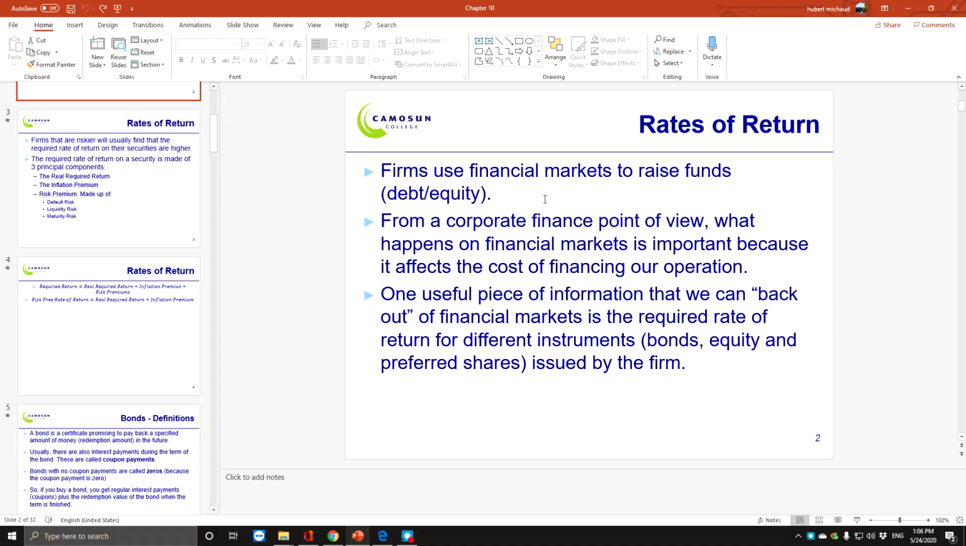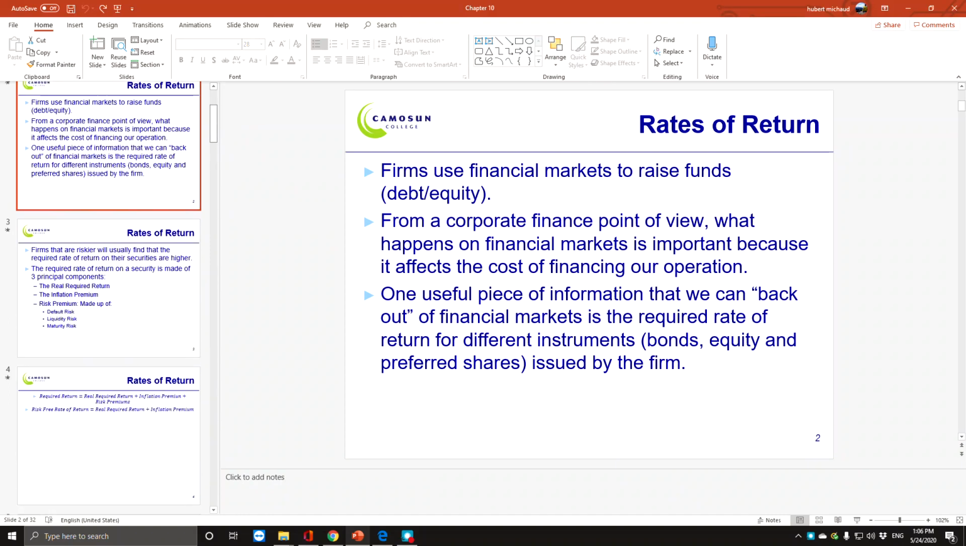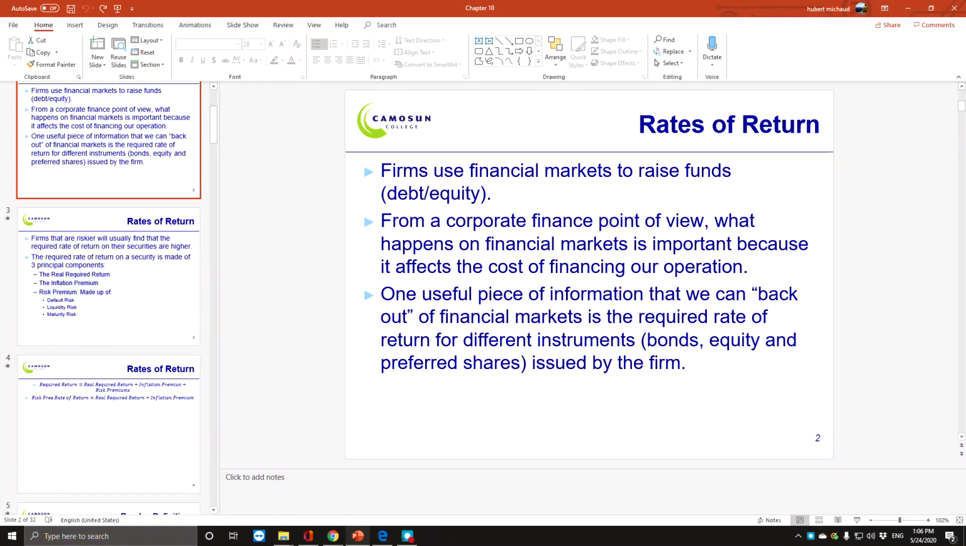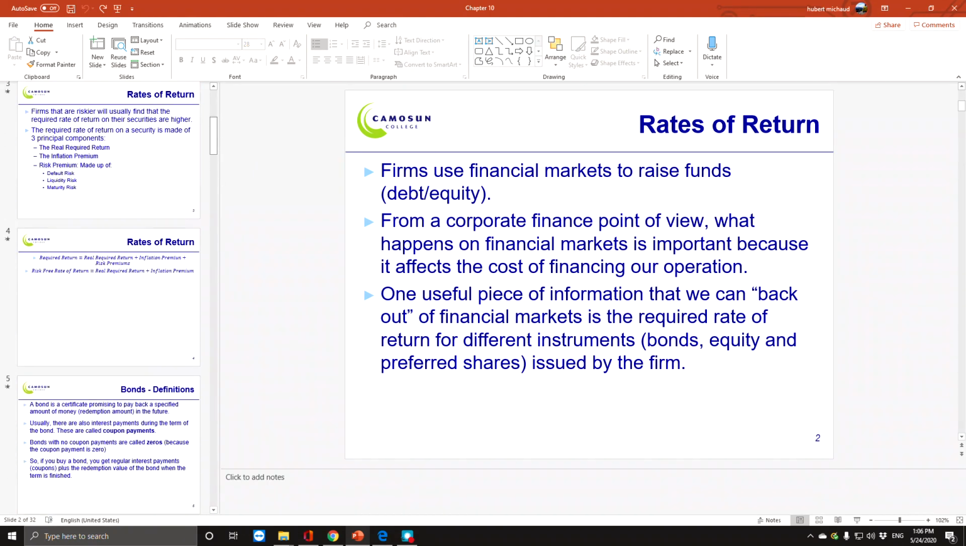Okay, so we want to find these rates of return. That's what we're interested in because we want to know how much return we should generate for our debt holders, shareholders, and so on, on the project we're doing. All of these little parts will become clearer as we go through the chapter, but basically we're just interested in finding the required rate of return on our debt, our equity, and our preferred shares.